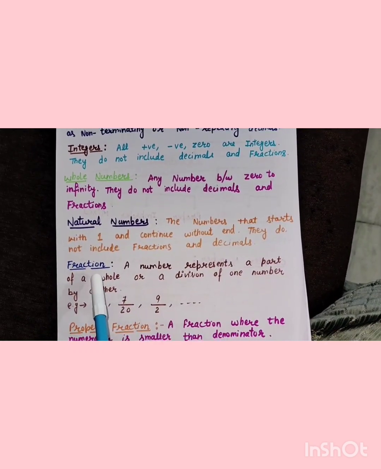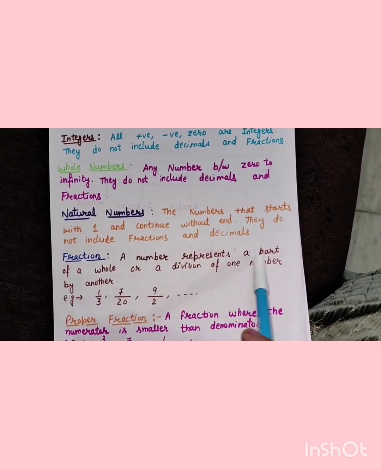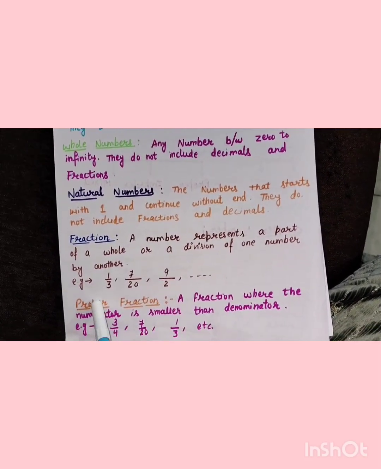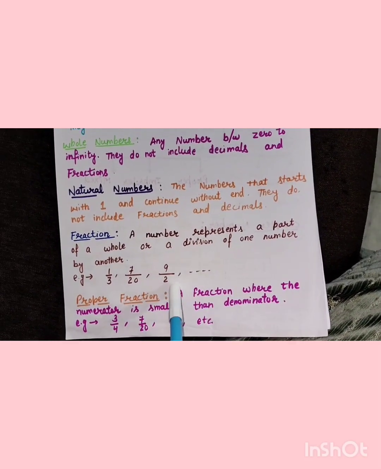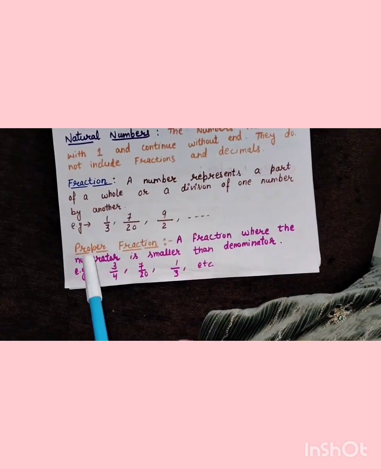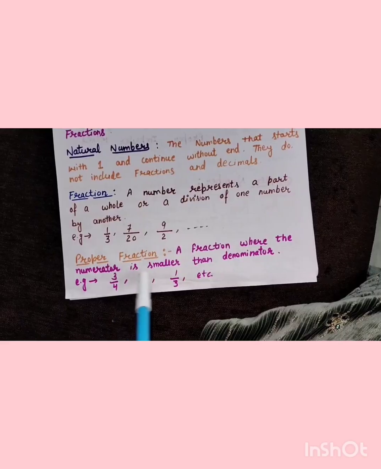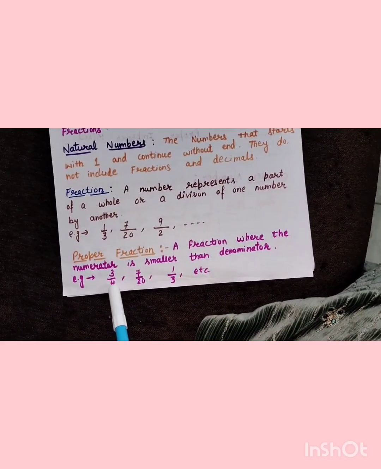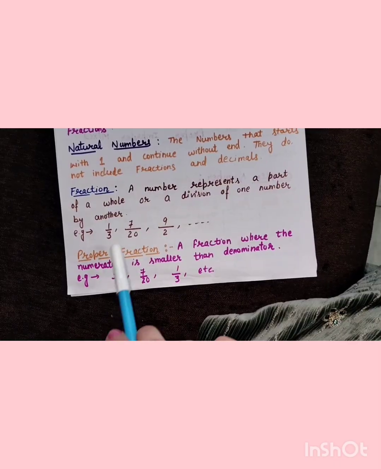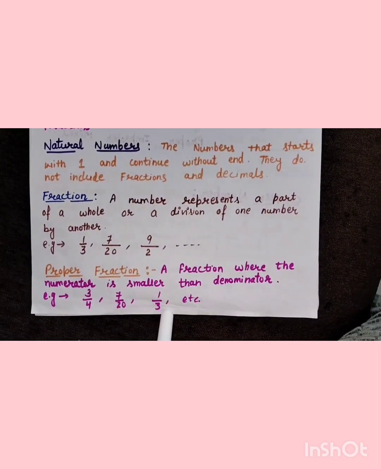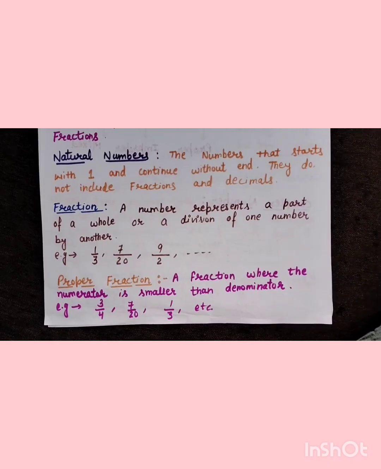Next is fraction. A fraction represents a part of a whole or a division of one number by another. For example, 1 upon 3, 7 upon 20, 9 upon 2, etc. are examples of fractions. Now, next is proper fraction. A fraction where the numerator is smaller than the denominator. जहाँ पे numerator जो है denominator से small होगा वो fraction बनेगा proper fraction. For example, 3 upon 4, 7 upon 20, 1 upon 3, etc. are examples of proper fraction.